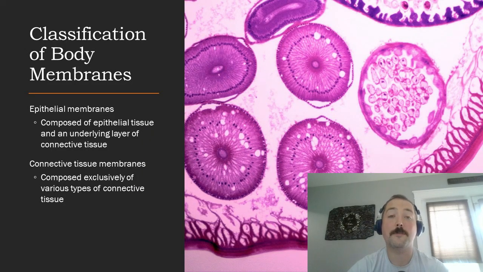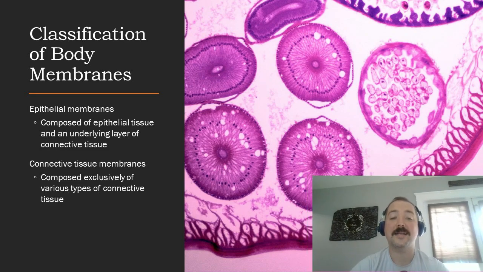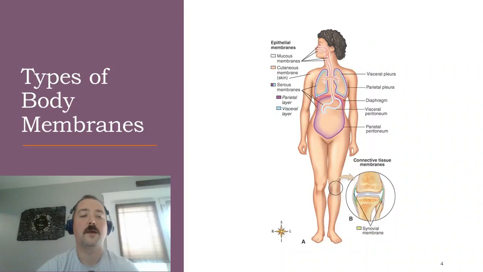There are a few types of membranes in the body, so we'll start by classifying them by what they're made of. Epithelial membranes are made up of layers of epithelial tissue connected to an underlying layer of connective tissue, and that's called the basement membrane. A connective tissue membrane would be made exclusively of connective tissue. If we look on this image, most of the body's organs are covered with epithelial membranes. Connective tissue membranes are predominantly found in joints, where membranes help keep the cartilage and fluid in place.